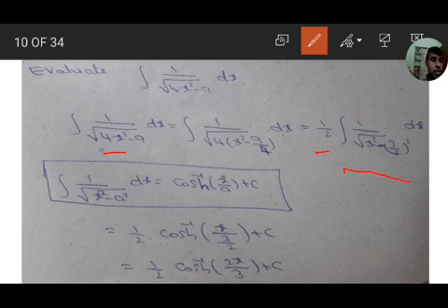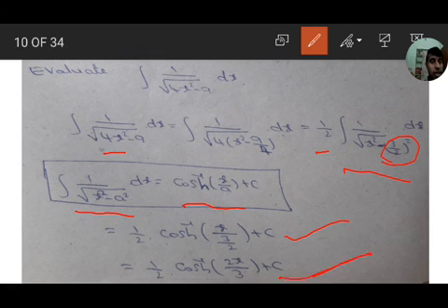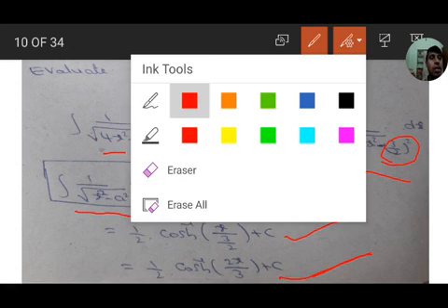So integration 1 by square root of x square minus 9 by 4 can be written as 3 by 2 whole square. That is the formula integration 1 by square root of x square minus a square dx equal to cos h inverse x by a plus c. That is 1 by 2 as it is, cos h inverse x by 3 by 2. A means here 3 by 2. So 3 by 2 in the denominator means reciprocal. So 1 by 2 into cos h inverse 2x by 3 plus c.